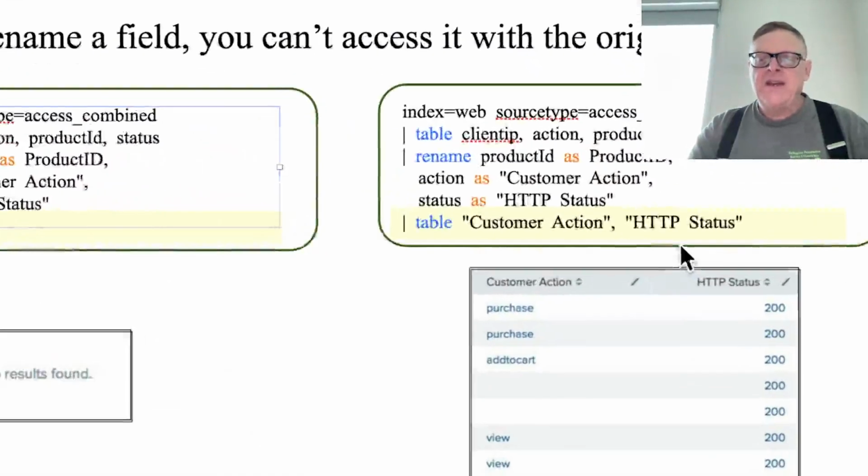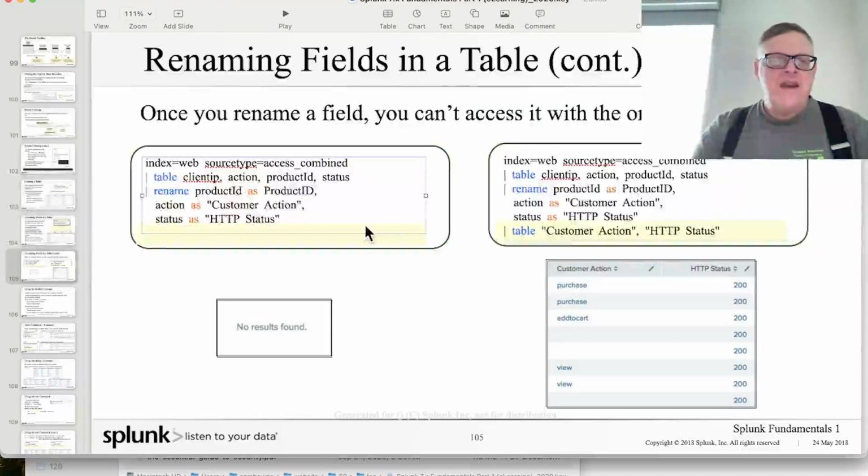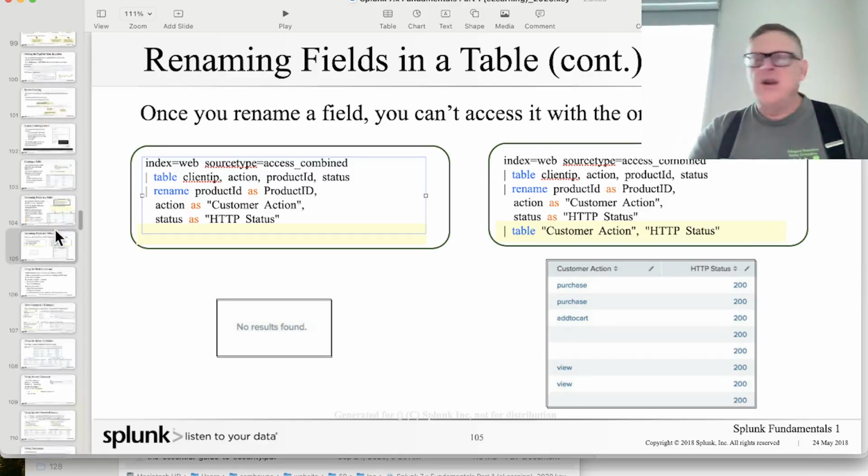All right, there's an example of a table, which is fine. So you name it, action is customer action, and status is HTTP status. Now when you make a table, you have to use the new names. And I think this one is supposed to have that table line at the end, and somehow it's not showing up. I had to convert these slides, and it looks like they got distorted a little bit in converting them to Keynote.